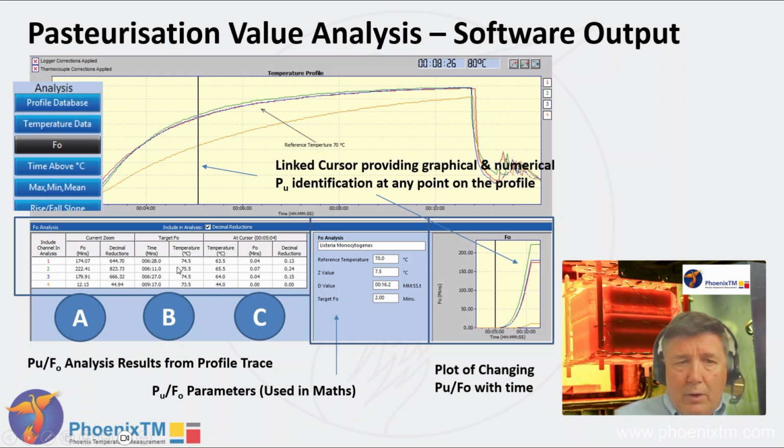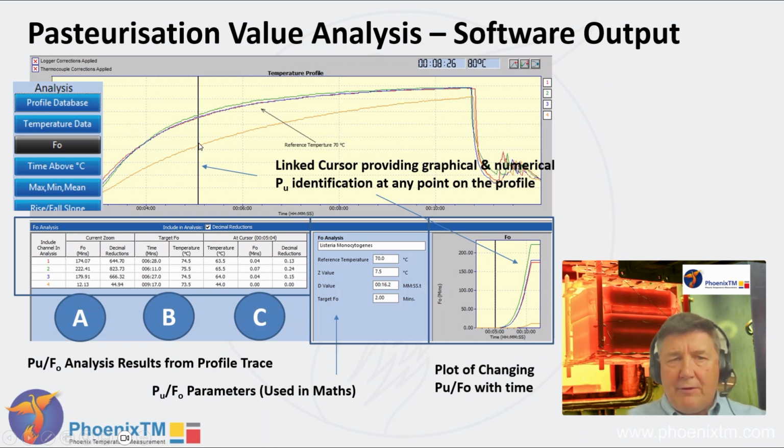Now, if you want to, because we put in our target F0 value of 2 minutes, the next part of the table will show us that the target F0 was achieved at this particular time in the process, at this particular temperature for each of the 4 thermocouples.